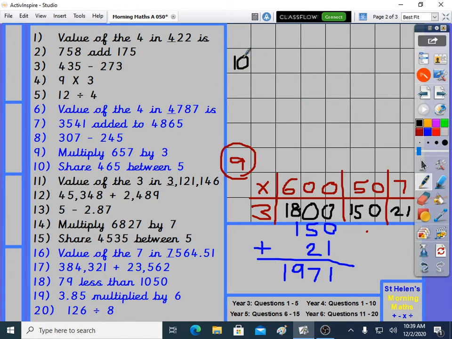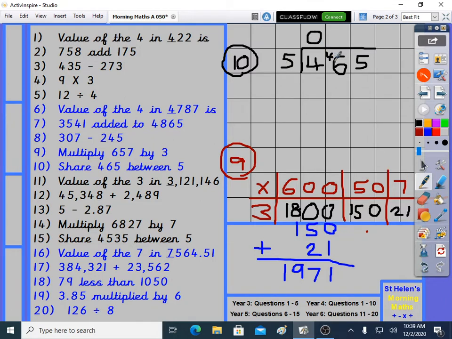Question 10. Share 465 between 5. This will divide by 5 exactly because it ends in a 5. And if it ends in a 5 or 0, then it divides by 5 exactly with no remainders. 5 into 4, it's too big, so 0, and then carry the 4 that we didn't use.